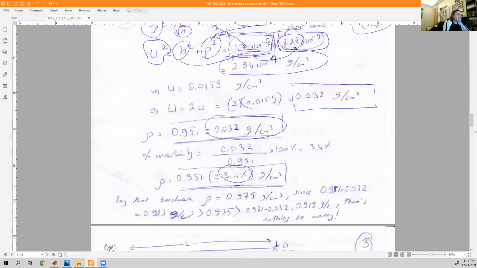So if we, let's say, go into the literature and search for a value related with the liquid that we are experimenting with, and we find some benchmark density values, and it says, let's say, 0.975 grams per centimeter cubed. Now, this is the value that we have found. Note that if you add this value, 0.032, to 0.951, it's going to be 0.983. And if you subtract it, it's going to be 0.990. So the value that I read from the literature lies between those two values. It means that, therefore, there is nothing to worry.